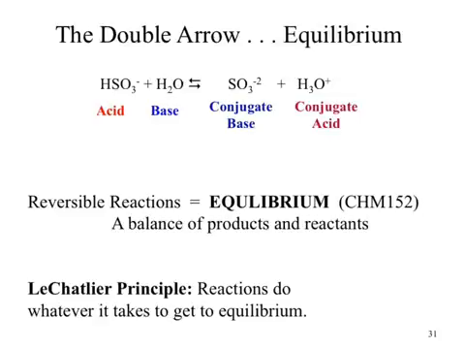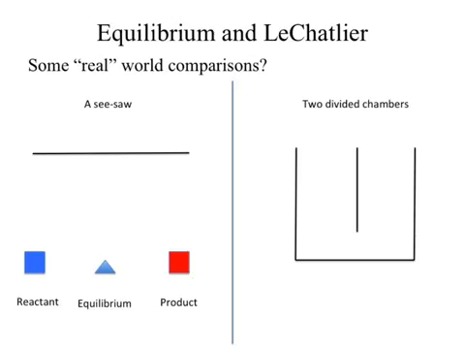There are two visual ways to interpret this. We can look at it as a seesaw, and we can look at it as two divided chambers. We'll start with the divided chamber aspect because I think that one's a little bit more straightforward. One side of those chambers we'll call our reactant, the other side we'll call our product. To start off the reaction, we will put a wall up between the reactants and the products so that they cannot interact with each other.